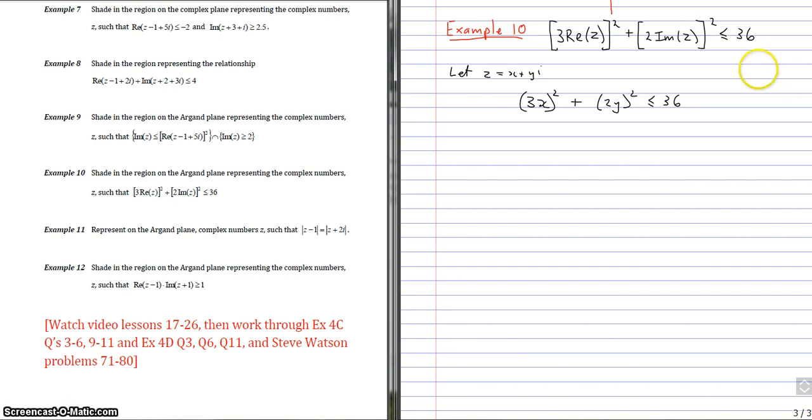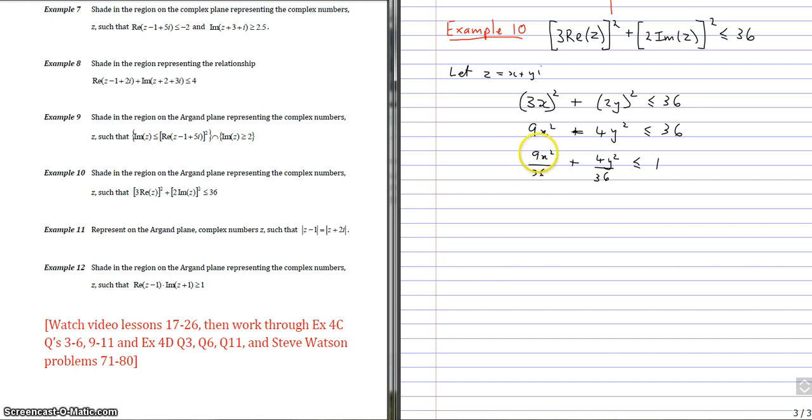Now, this here we need to be able to recognise is an ellipse. So we'll just expand this a bit more. That's 9x squared plus 4y squared is less than or equal to 36. Now, with our ellipse, we want our right hand side to be the number 1, so we divide throughout by 36. So we've got 9x squared over 36 plus 4y squared over 36 is less than or equal to 1.